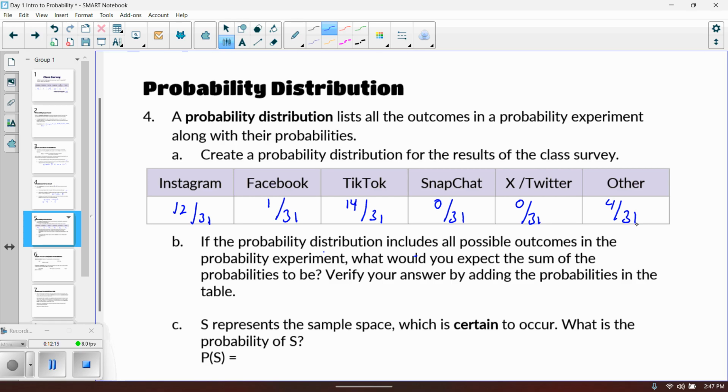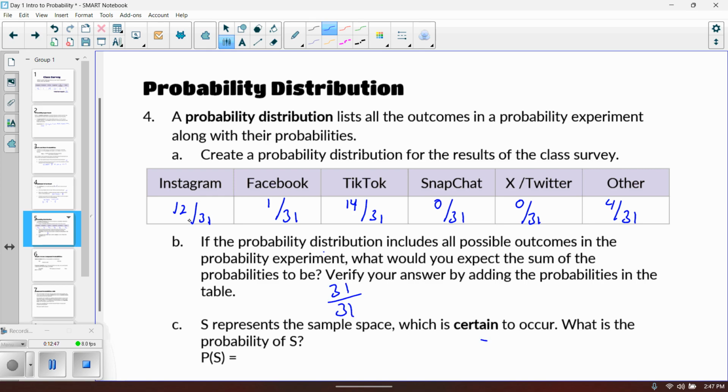So in part B, it says if the probability distribution includes all the possible outcomes of the probability experiment, what would you expect the sum of the probabilities to be? Again, think about that. If it's got to include every possible outcome in the probability experiment, if you add them all up, what would you expect the total to be? Well, I hope that you would expect if you added them all up, you would get 31 out of 31.